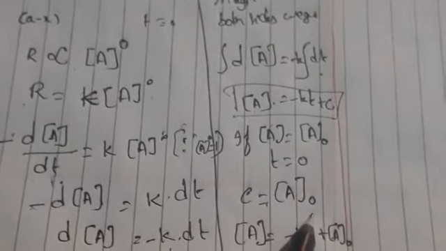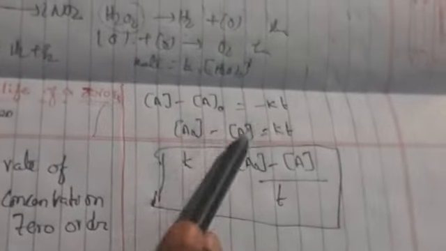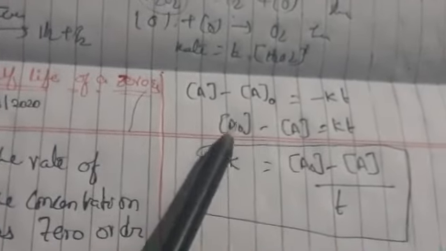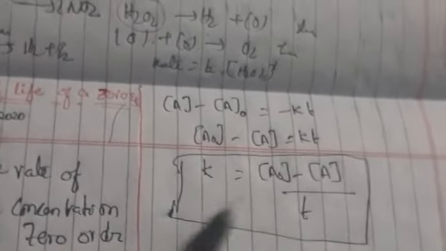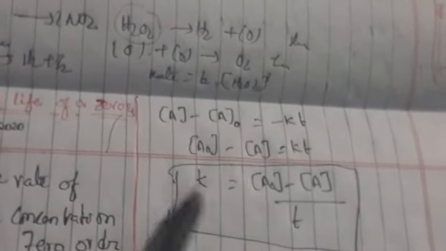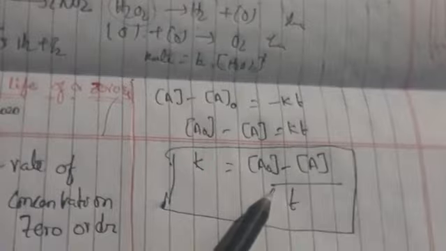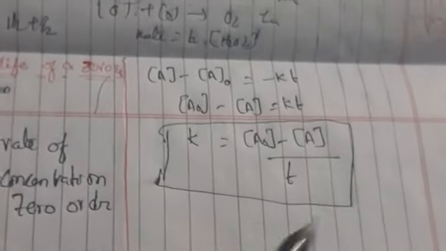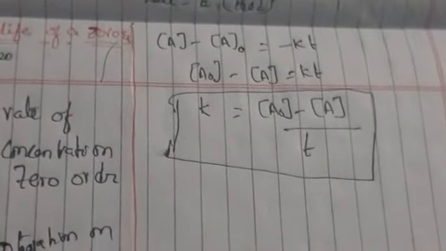If A is equal to A naught at T equal to 0, you will be getting the constant value as A naught. By substituting the C value in the above equation, we are getting this one. When you bring the minus sign here, you are getting A naught minus A is equal to KT. So we need the rate constant for a zero order reaction. The rate constant for a zero order reaction is K is equal to A naught minus A by T.